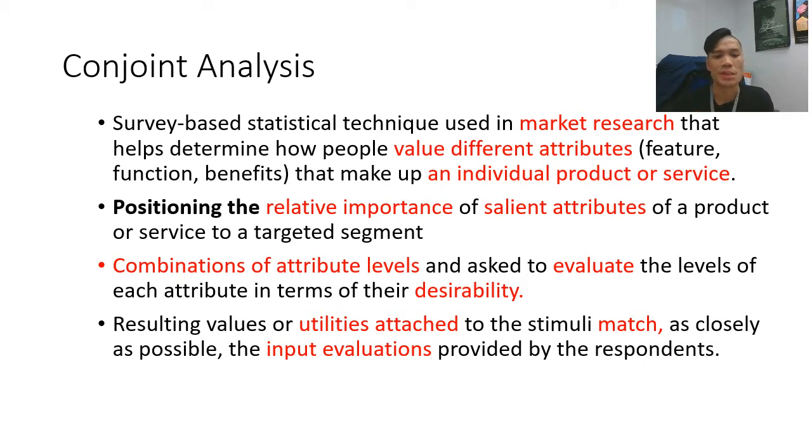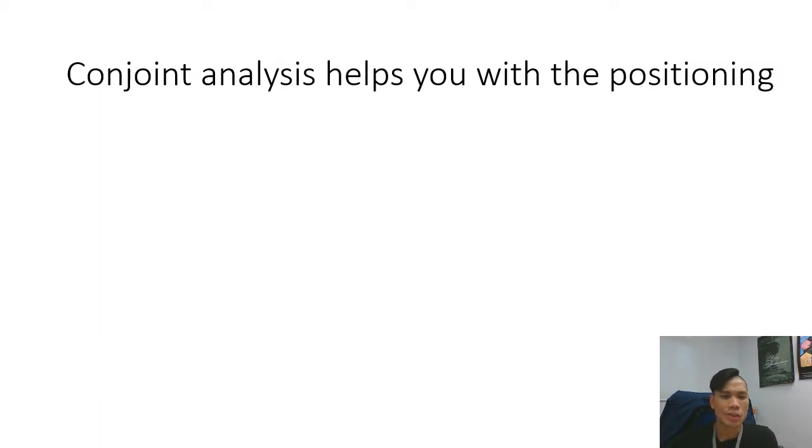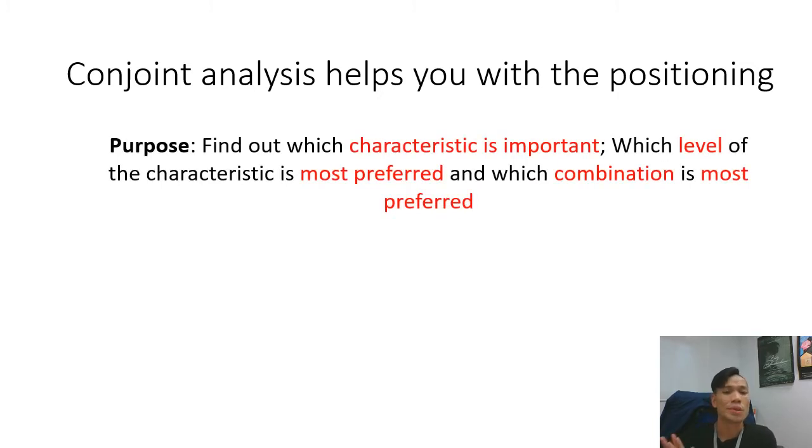So the result would be the utilities attached to the combinations that you have, as well as which attribute is the most desired, and also the level that is the most desired within each of these attributes, provided by the respondents. So it's quite everything all together, conjoint analysis. It helps you with positioning your product and service, because the purpose is to find out which characteristics are the most important, which level of the characteristics is most preferred, and of course, which combination of these levels of attributes is the most preferred one.